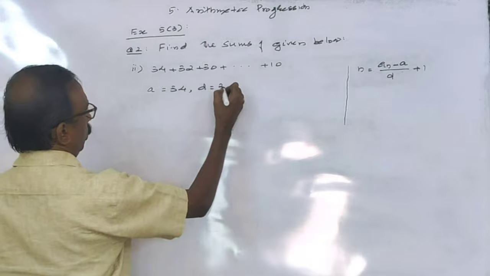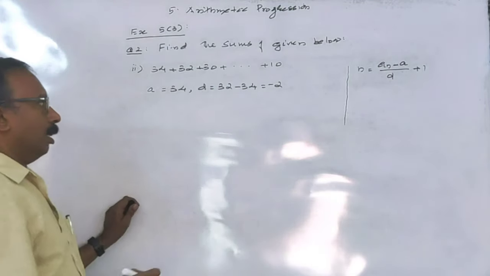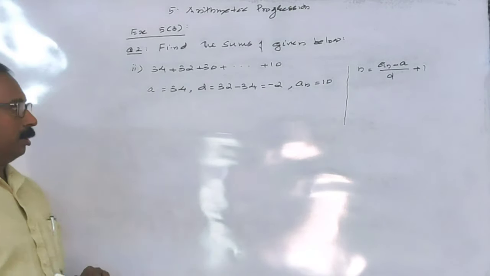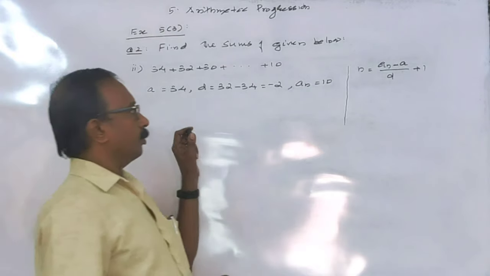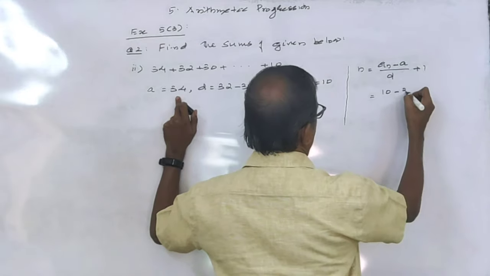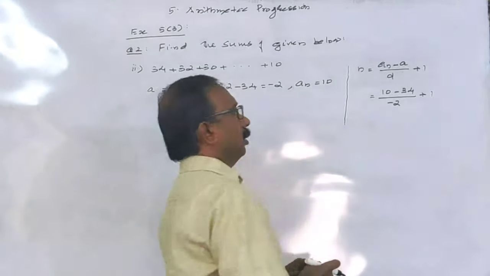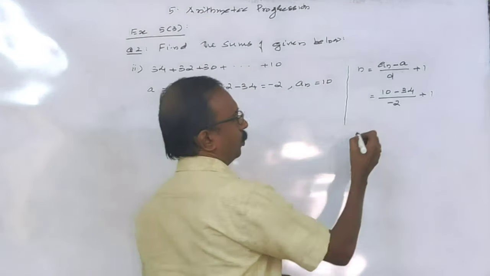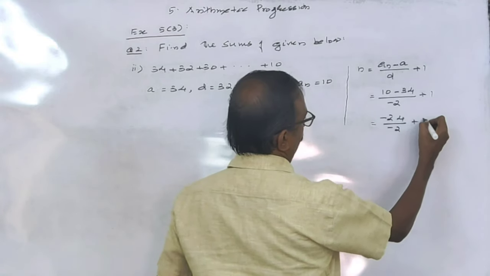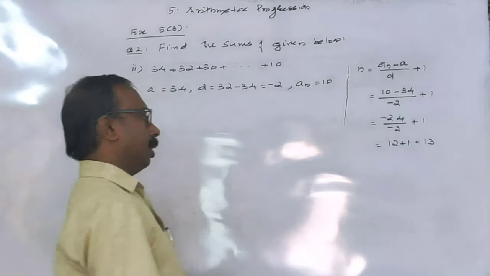D is equal to 32 minus 34, D is minus 2. And here we have last term is 10. Now we have to find n also. Here 10 minus a, which is 34, divided by D, which is minus 2, plus 1. 10 minus 34 is minus 24. Minus 24 divided by minus 2 is 12, plus 1, 13. n is 13.